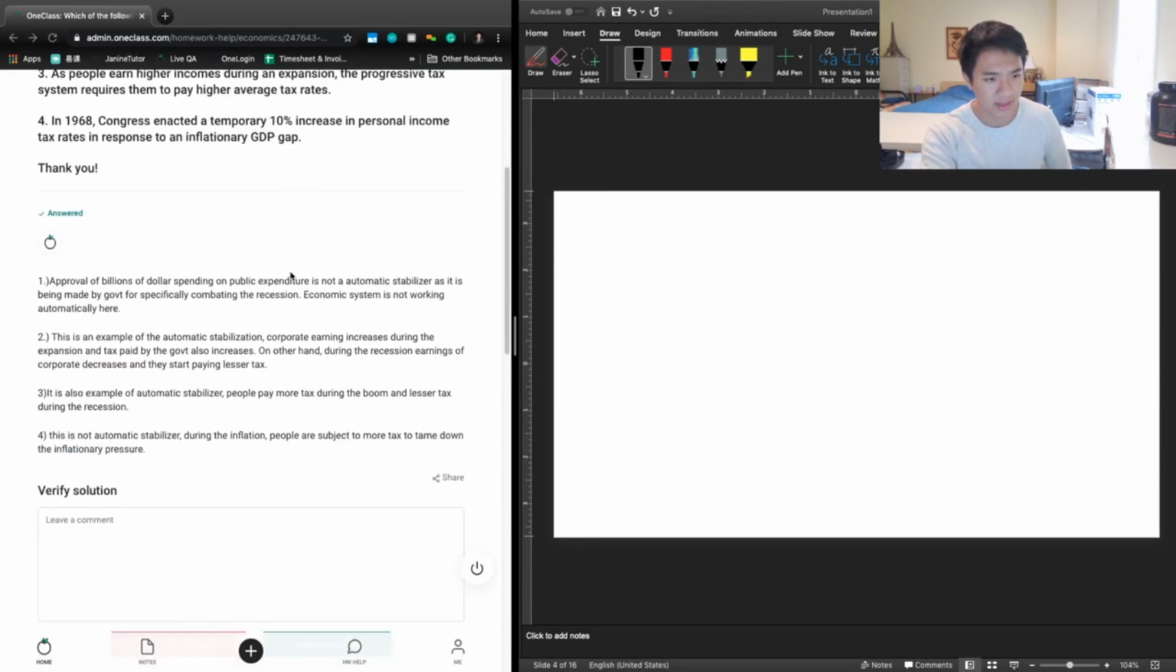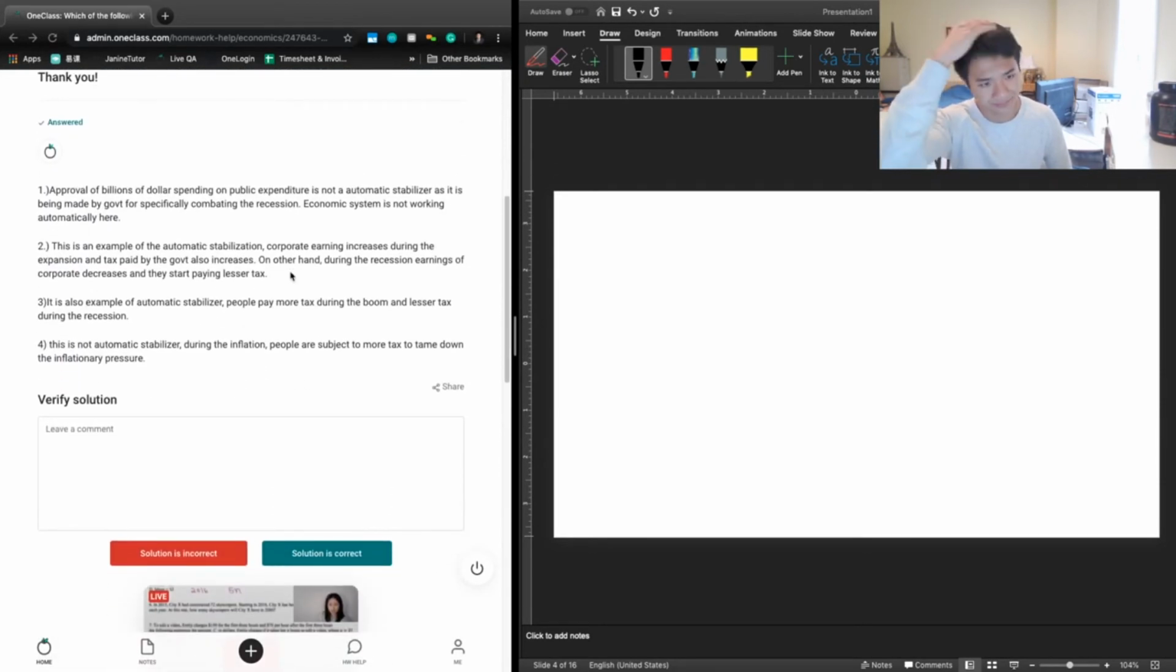So let's take a look at the answers given by the previous tutor. Number one says approval of billions of dollars spent on public expenditure is not an automatic stabilizer as it is being made by governments specifically for combating the recession. So it's not working automatically here. So yeah, that's a good answer. Number 2 says this is an example of the automatic stabilization. Corporate earnings increased during expansion, and tax paid by the government also increased. On the other hand, during recession, earnings of corporations decrease and they start paying less taxes.